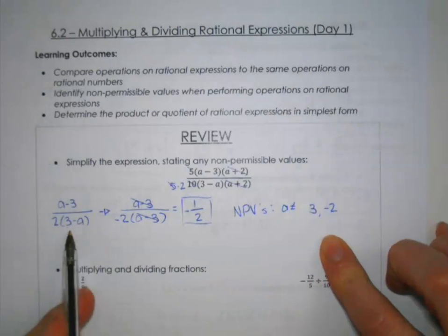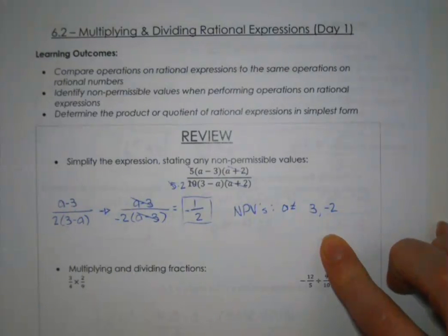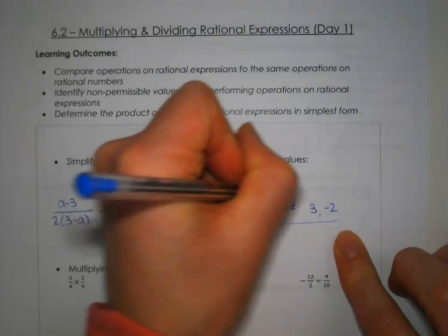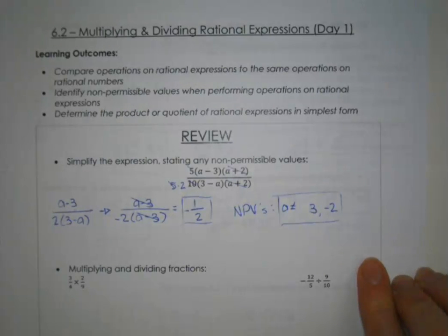Okay, if we look at the subsequent values that we had here, the same values would apply. So that's our final statement for our non-permissible values: A cannot equal 3 or negative 2.